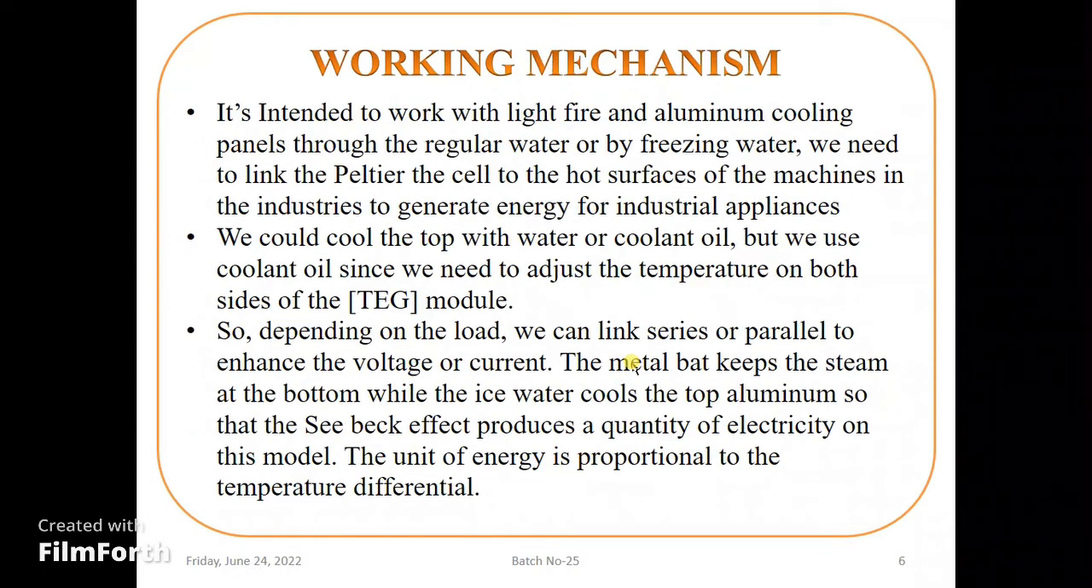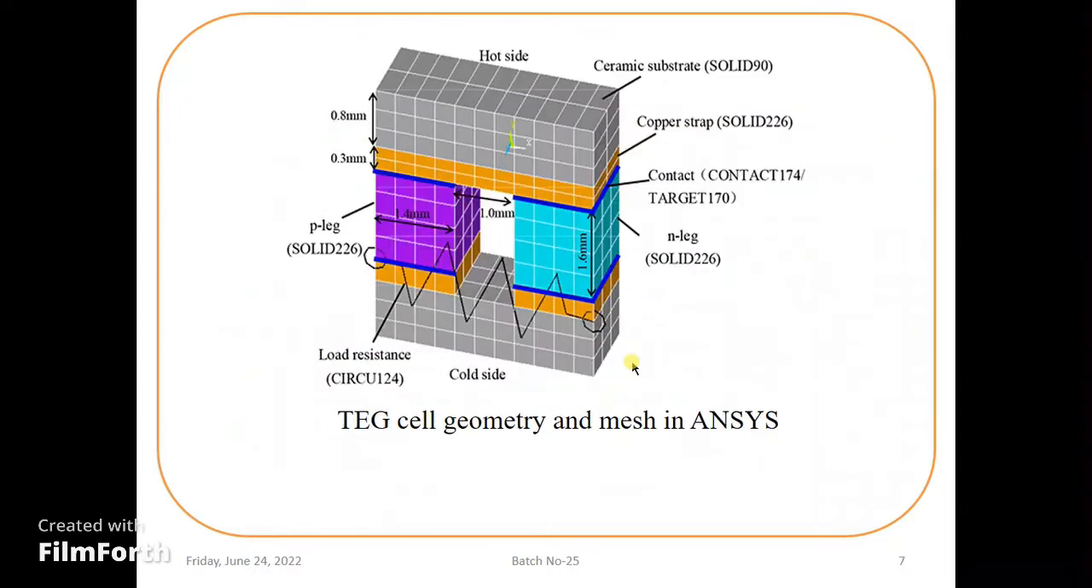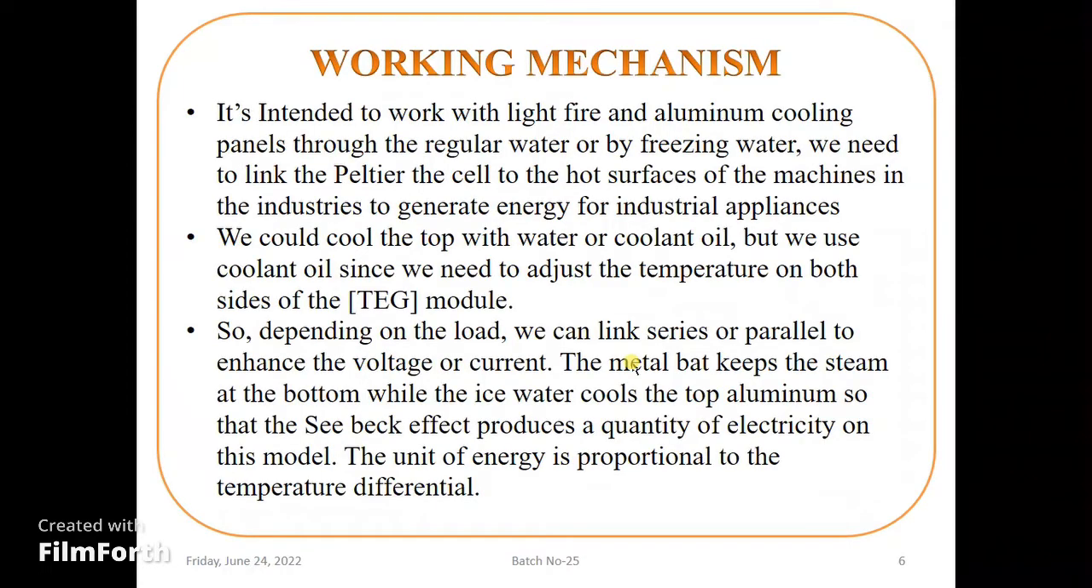And the working mechanism is, it's intended to work with a light fire and aluminum cooling panels through regular water or freezing water. We need to link the Peltier cell to the hot surfaces of the machines in the industries to generate energy for industrial appliances. We could cool the top with water or coolant oil, but we use coolant oil since we need to adjust the temperature on both sides of the TEG module. Depending on the load, we can link in series or parallel to enhance the voltage or current.